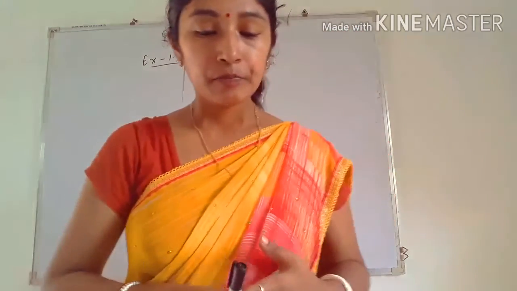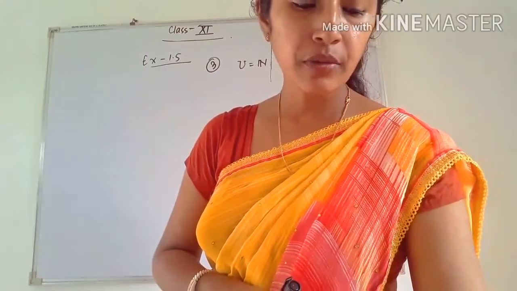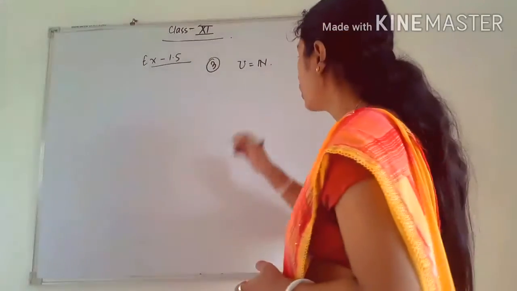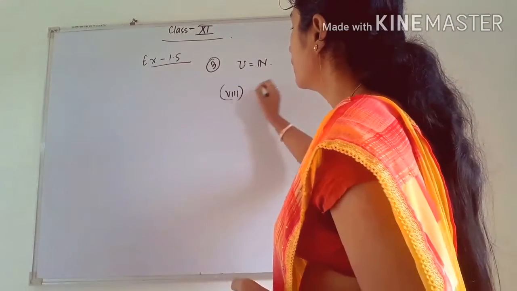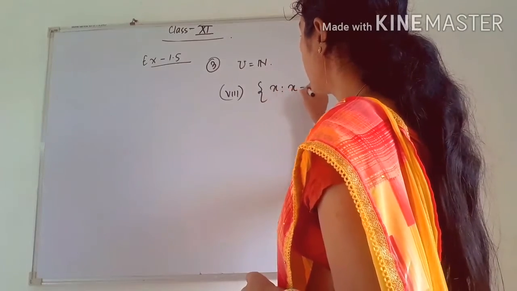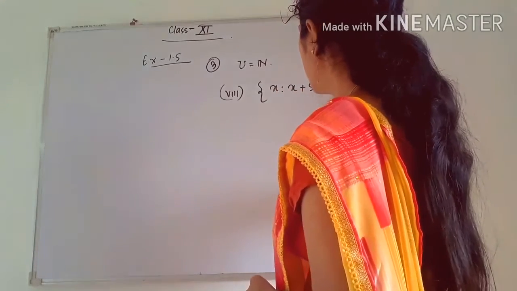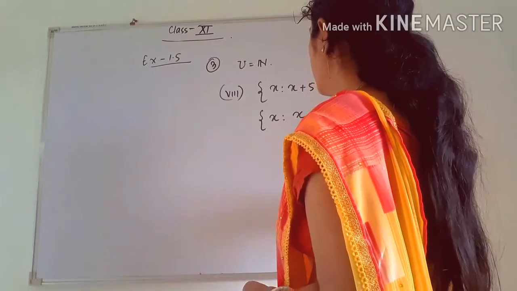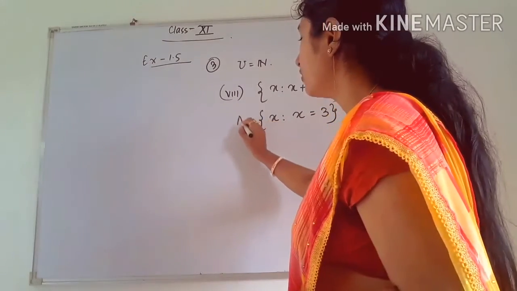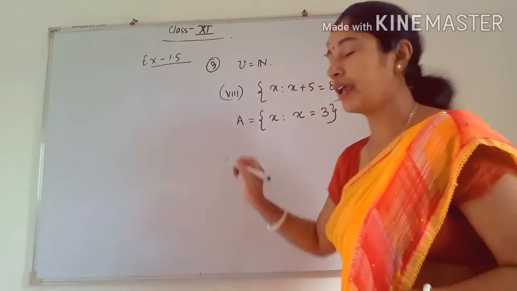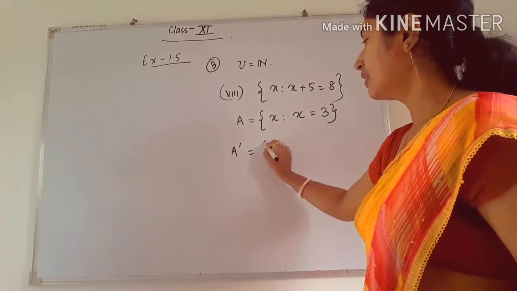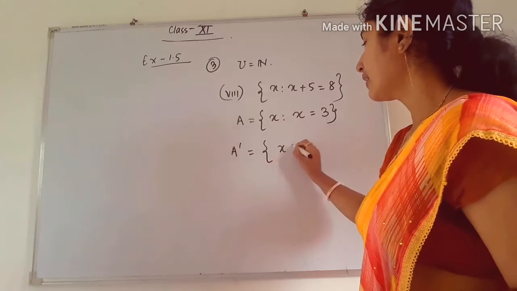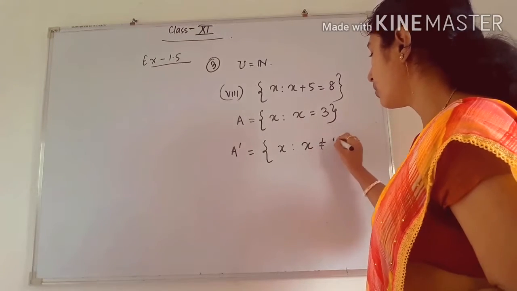Similarly, I am taking question number 8. See, in 8, what is written? Set of all x such that x plus 5 is equal to 8. By solving this equation, we will get x is equal to 3. If I take this set as A, what will be the complement of this set? Yes, we can write x such that x is not equal to 3.